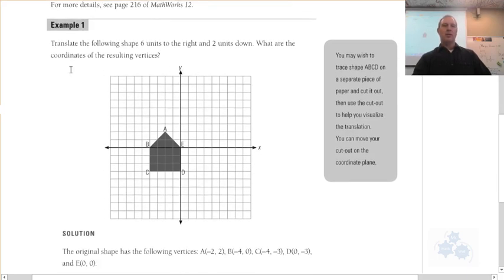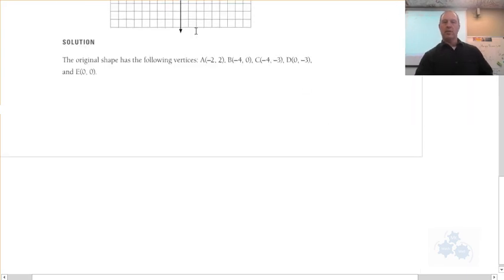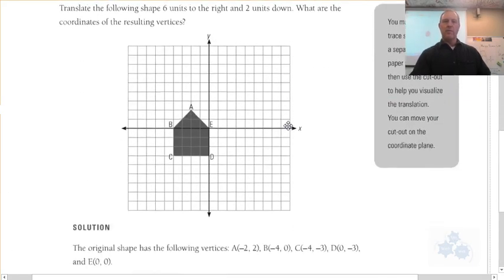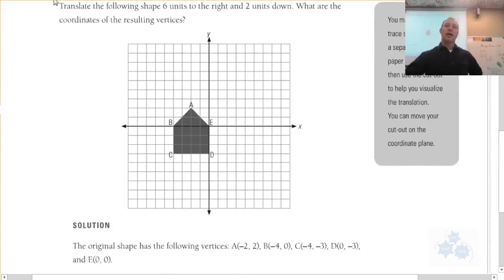So this example says, translate the following shape 6 units to the right and 2 units down. So you don't have to copy this one down. If you just watch along with me here, I'll show you how this works. What we're going to do is identify the points. So there's A, there's B, and C, and D, and E.